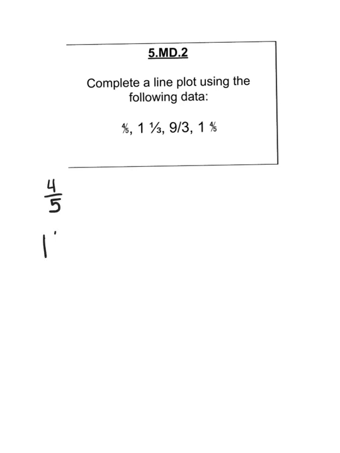4/5, 1 1/3, 9/3, 1 4/5. Okay, to begin with, I see one improper fraction. We know that this fraction bar also represents a division sign. 9 divided by 3 equals 3. So for 9/3, we'll mark that as 3 on our line plot.